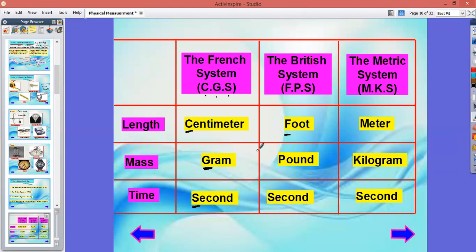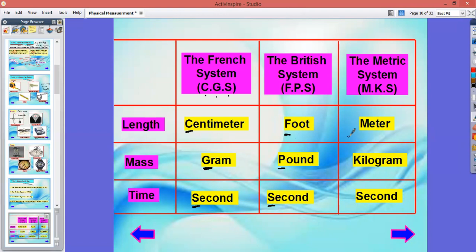So again, what is the measuring unit of length in the British system? Foot. What is the measuring unit of mass? Pound. The measuring unit of time is second. The first letter in foot is F, in pound is P, and in second is S. So it is called the FPS system.